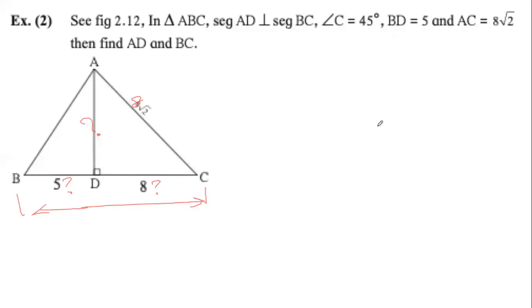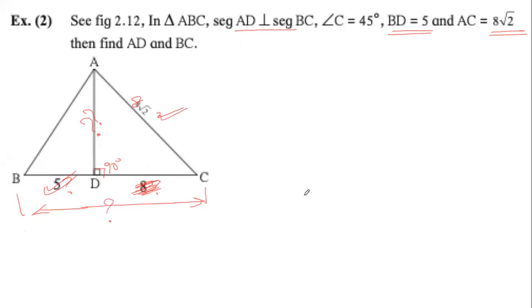First of all, I agree there is a printing mistake. 8 should not have been written here. BD equals 5, yes, it is given. AC equals 8 root 2, yes, this is given. It says AD is perpendicular to BC, so 90 degrees is given. The question is how much is AD, this side, and how much is BC, the entire base.